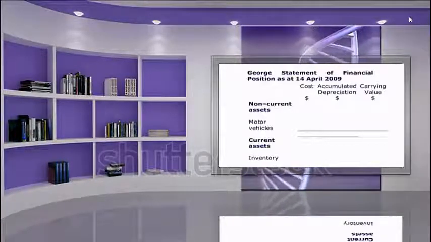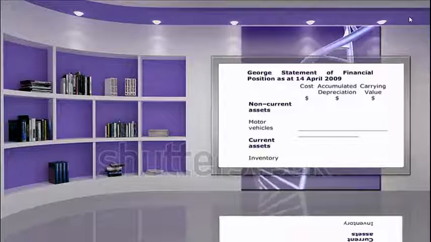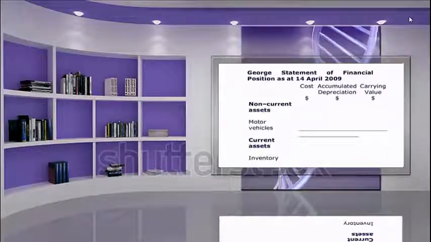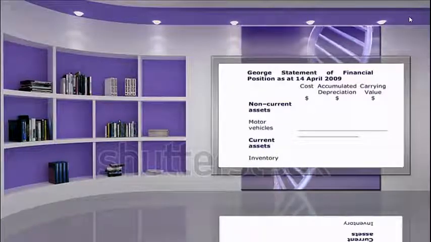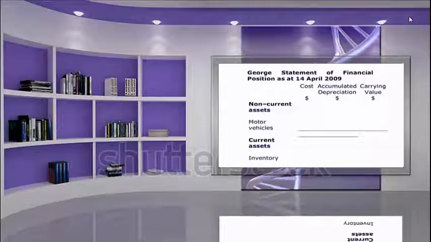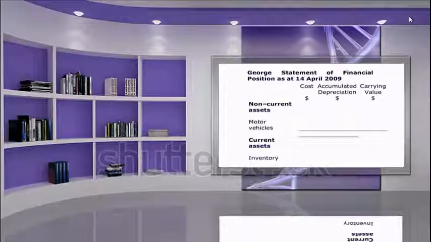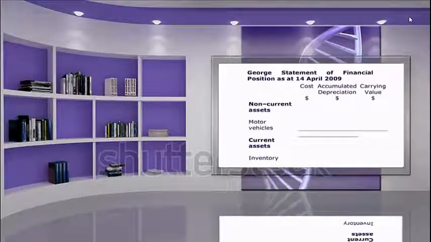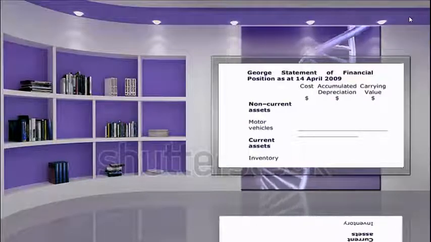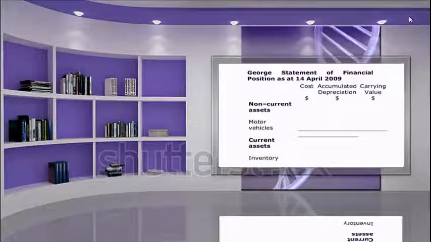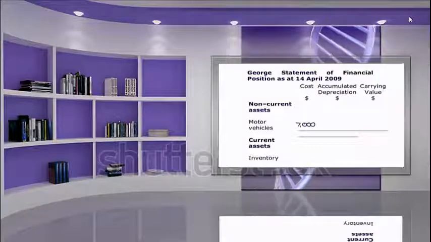So we're going to start off then with non-current assets, and these are assets that we're going to keep in the business for a long period of time, generally for greater than 12 months, so greater than a year. So in this example, that would be the motor vehicles or the delivery van. Look back to your delivery van in your trial balance at the bottom. We said that delivery van had a value of $7,000. Tick that off in your trial balance. That is going to be the cost of the delivery van.